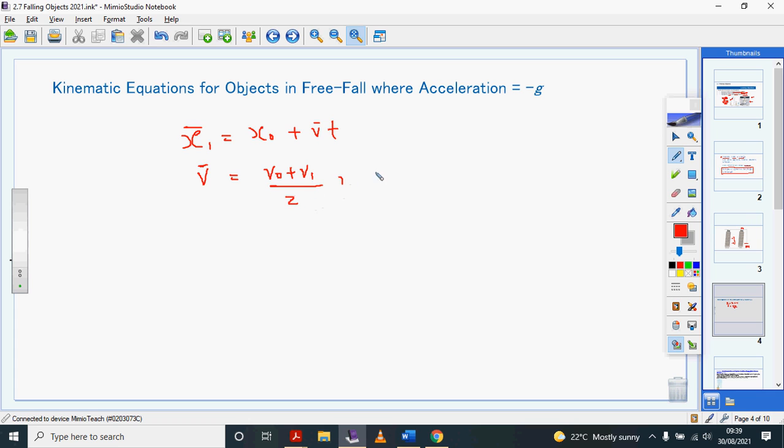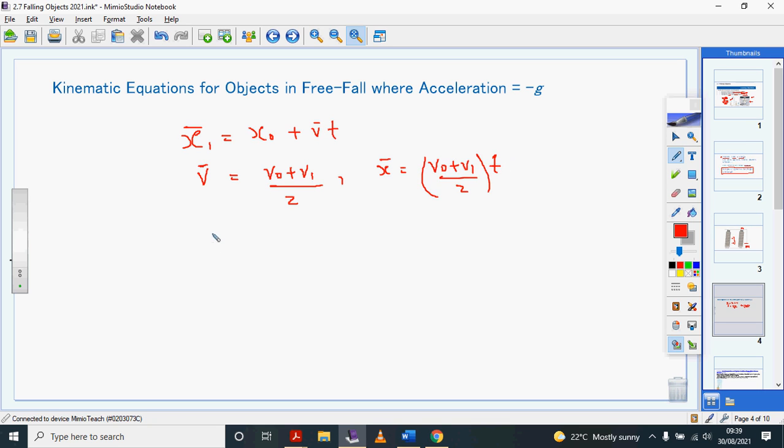And from this equation, we can also come up with the idea that because we know distance is equal to speed times time, we can say displacement is equal to average speed, which is average velocity, times time, right?